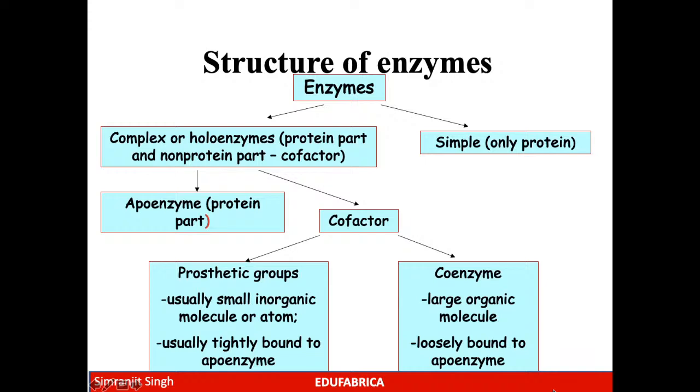So the structure of enzymes is of two types: complex or holoenzymes, and simple, only proteins. Your holoenzyme will be divided into two parts: apoenzyme and cofactor. Cofactor would be of two types: prosthetic groups and coenzyme. Prosthetic groups usually include small inorganic molecules or atoms, usually tightly bound to the apoenzyme, whereas the coenzyme is a large organic molecule loosely bound to your apoenzyme.